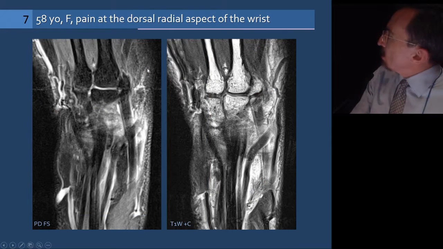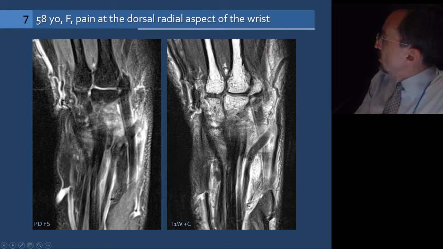So this is a patient with pain at the dorsal radial aspect of the wrist, and those are the images.